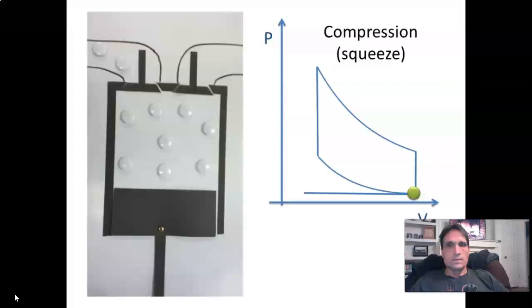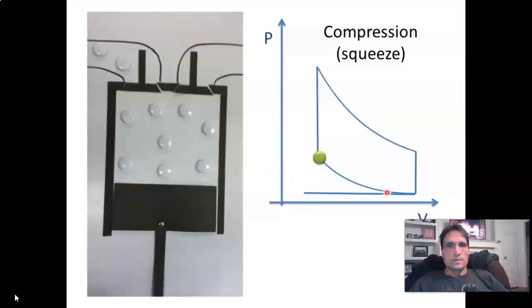In the compression stroke, the valves are closed. As the piston makes a tight fit with the cylinder, the gas is compressed. This curved line on the graph is an adiabatic compression, one in which no heat is exchanged with the surroundings. This means that the pressure and temperature of the gas both rise.